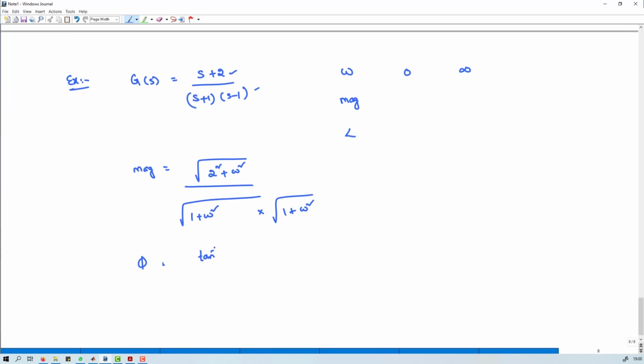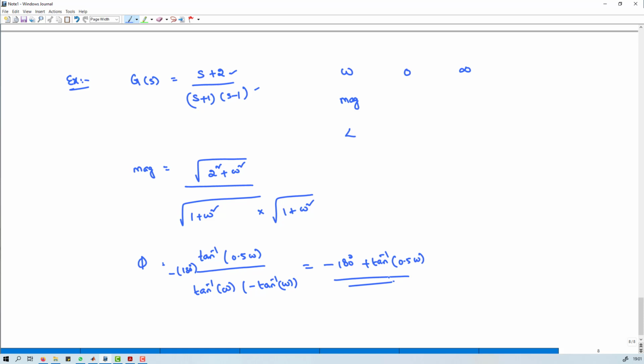In the numerator you can see tan inverse of omega by 2. So omega by 2 is 0.5. In the denominator, tan inverse of omega for s plus 1, and for s minus 1 the minus will come, minus tan inverse of omega. When it goes to plus on the top, it will become plus tan inverse. So that minus value I can take as minus 180 degrees. Whenever there is a minus symbol, that means in actual direction we are going anti-clockwise, in the reverse direction. So that one we write as minus 180 plus tan inverse of 0.5 omega.